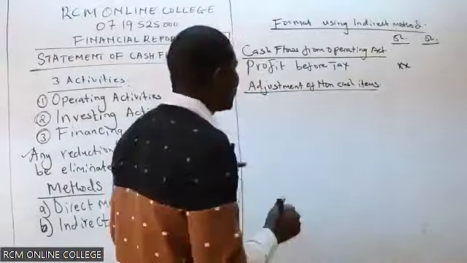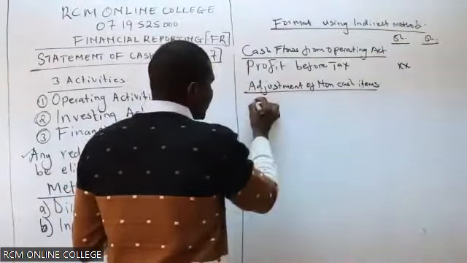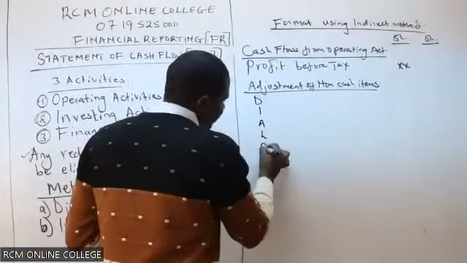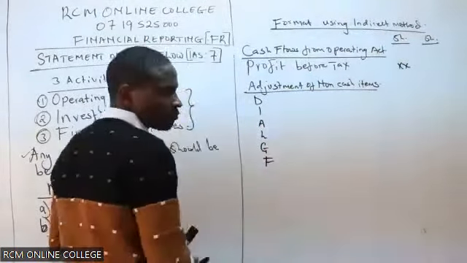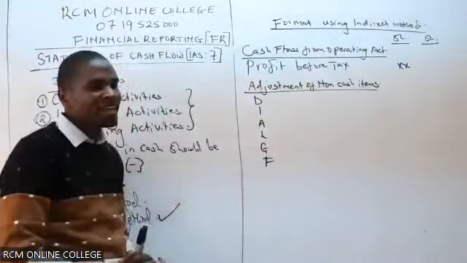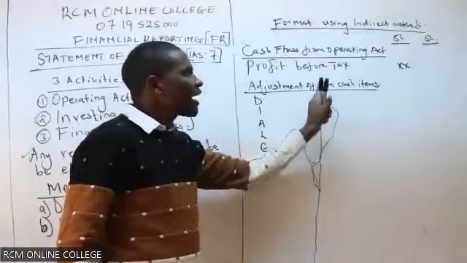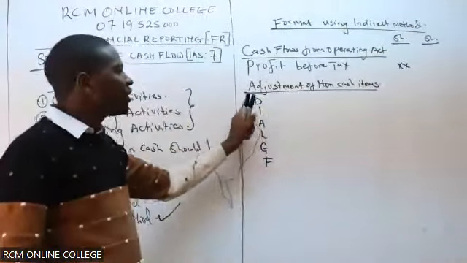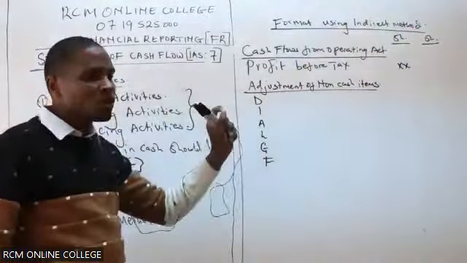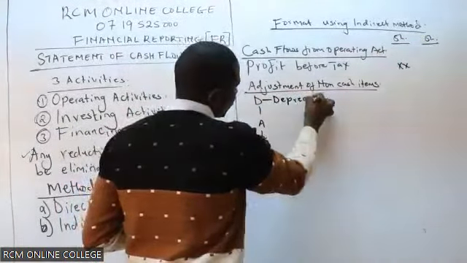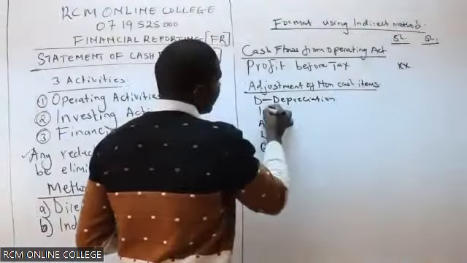So we have an acronym here: DAG. For you to identify the non-cash items, you can use this acronym, where D stands for depreciation, as you have told me. Impairment.